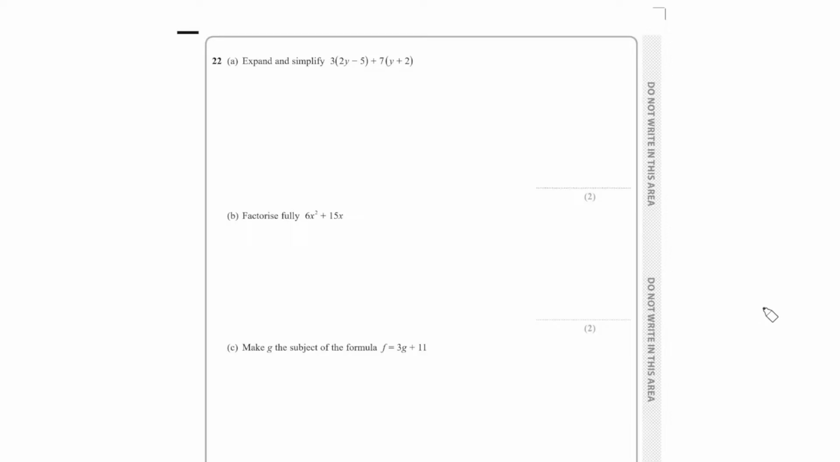Question 22, expand and simplify 3 multiplied by 2y minus 5 plus 7 multiplied by y plus 2. So just expand it, so that means multiplied, isn't it? So 3 times 2y is 6y. 3 times -5 is -15. Be careful of the negatives. Then we've got 7 times y, so just positive 7y. 7 times 2, positive 14. So that's expanding. Then we need to simplify.